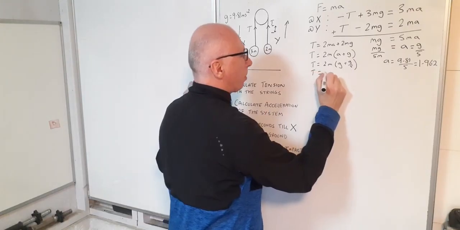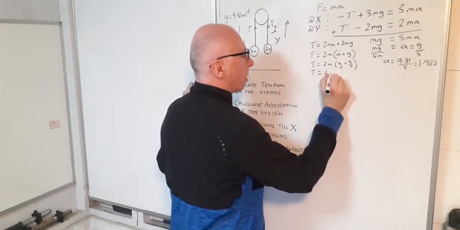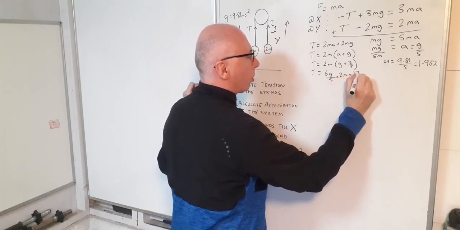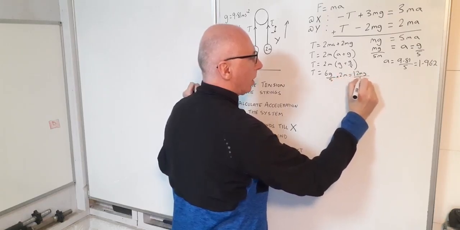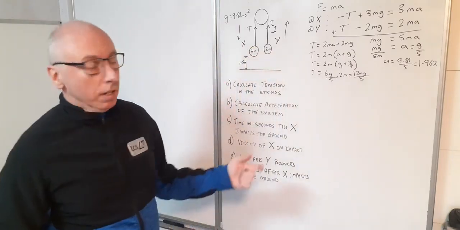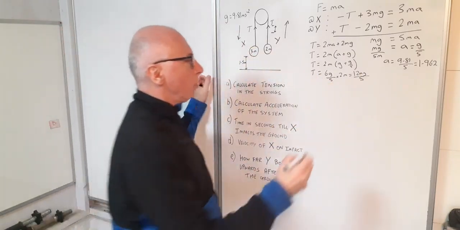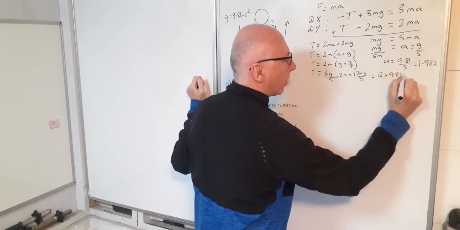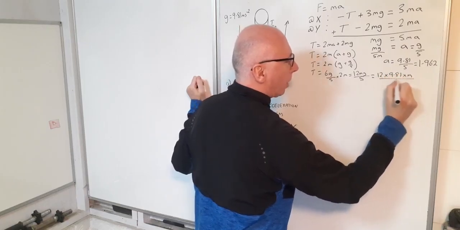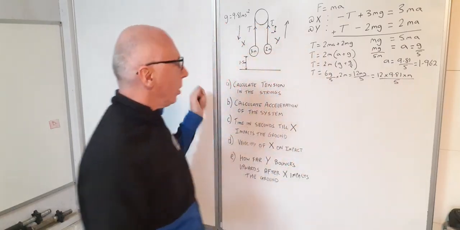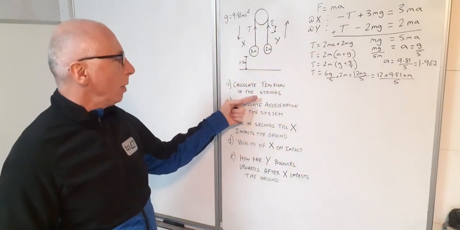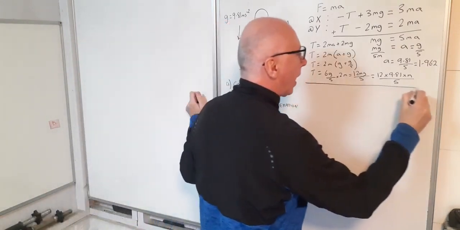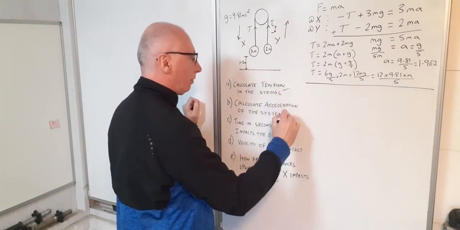So T equals 6g over 5 times 2m, which equals 12mg over 5. g is also 9.81, so I've got 12 times 9.81 times m over 5. And that's the tension calculated. So that's the first two bits taken care of already. That's all good, so that's parts A and B done.